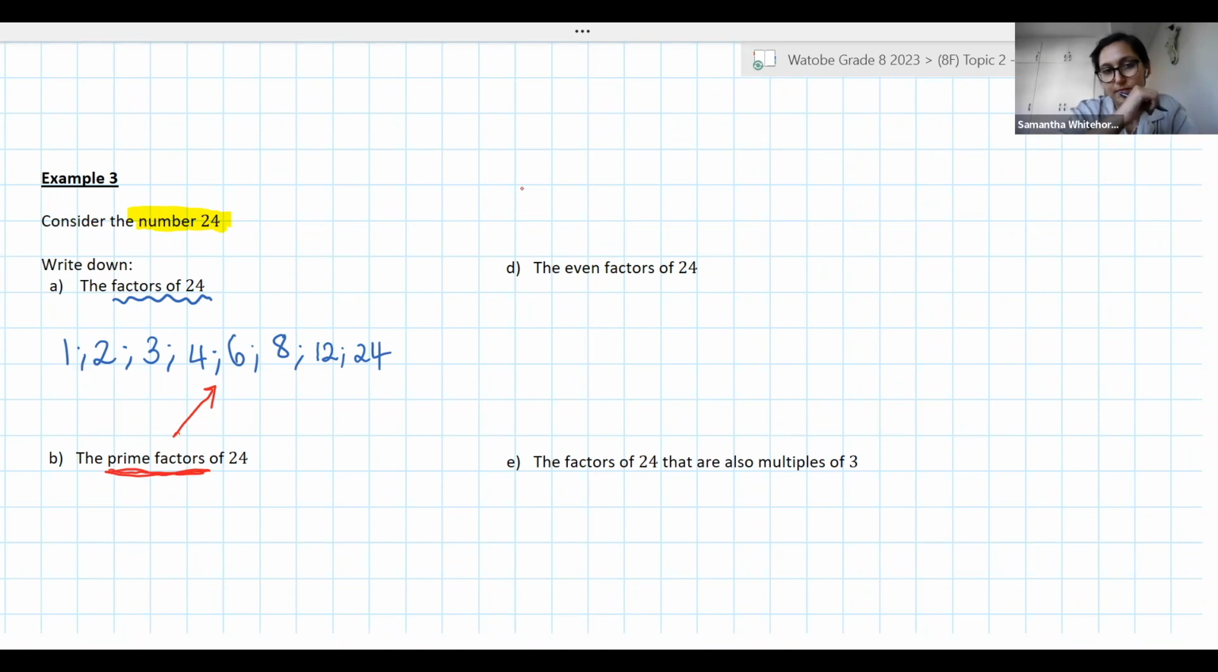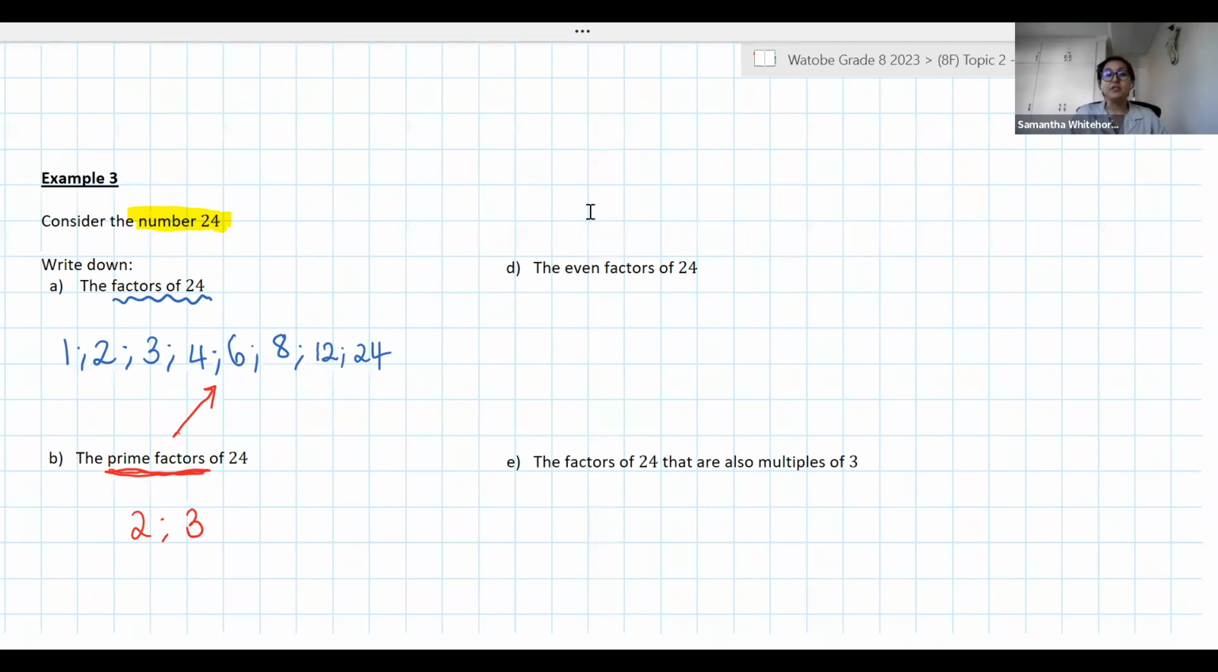Remember, 1 isn't a prime number. Oh, it's 2. Good. 3. Good. Are there any more? No. Good. Well done. So guys, exactly as Mabuyo's now pointed out, it is only 2 and 3 that are prime factors of this number 24.